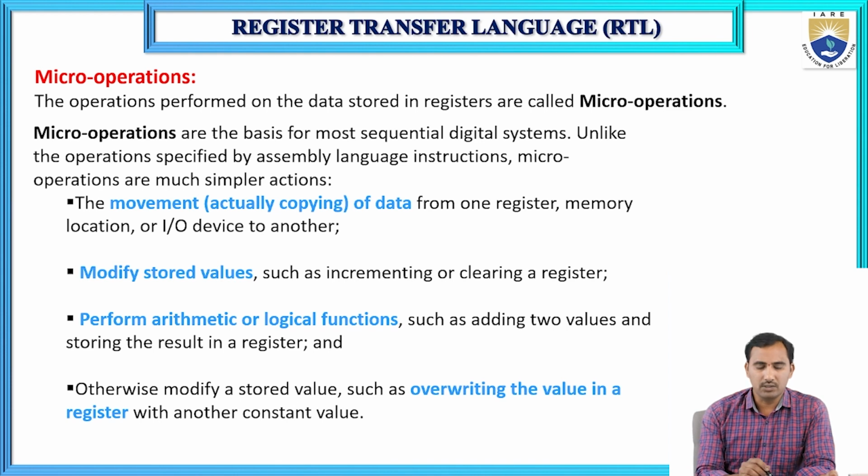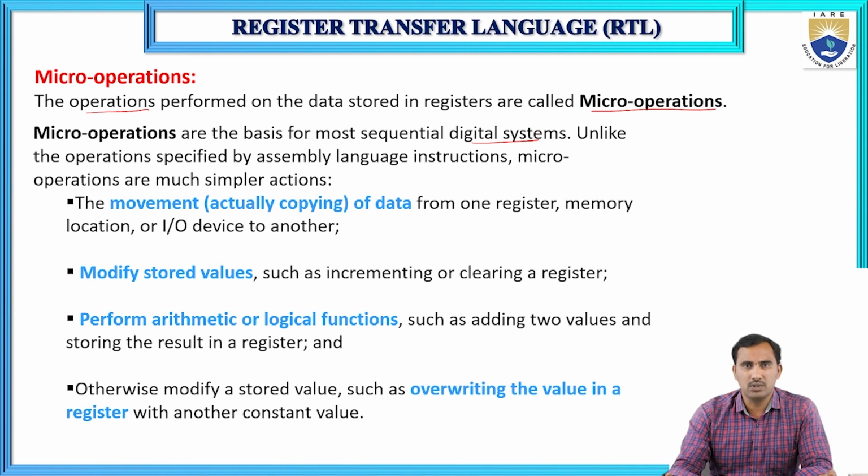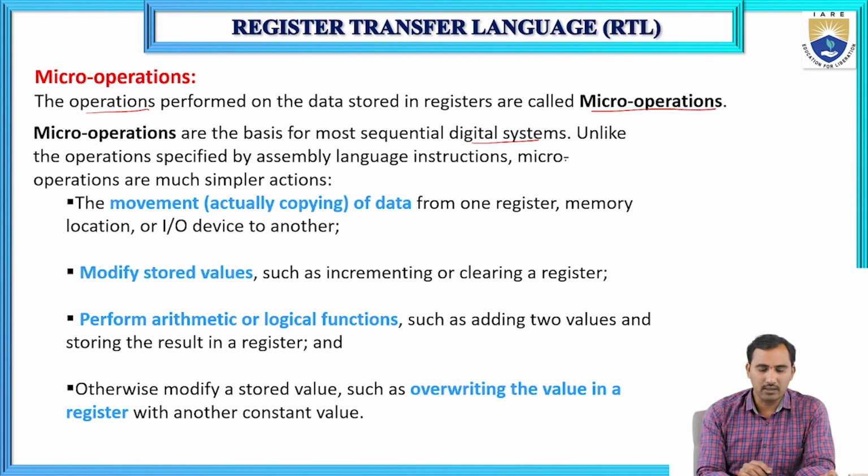Micro operations are the operations that are performed on the data stored in registers. These micro operations are the basis for most sequential digital systems, unlike the operations specified by assembly language instructions. These micro operations include several operations. The first one is the movement of data from one register, memory location, or IO device to another.